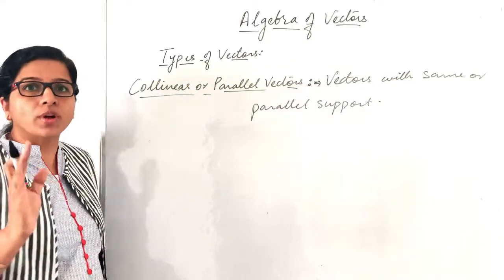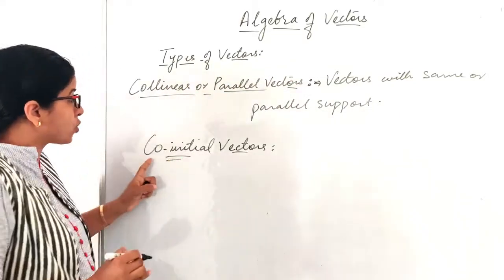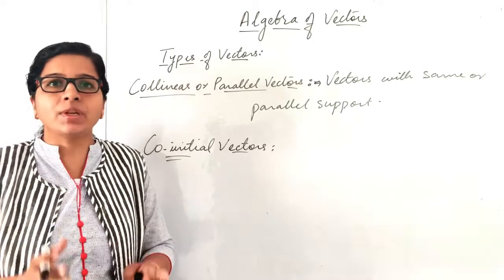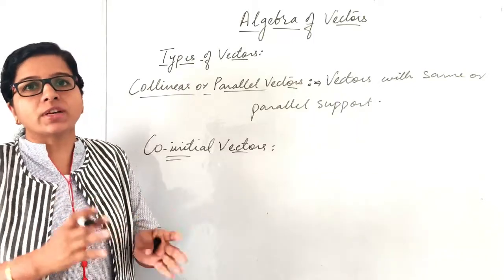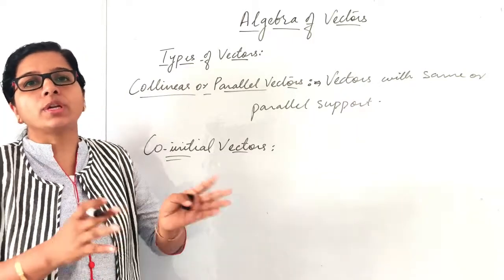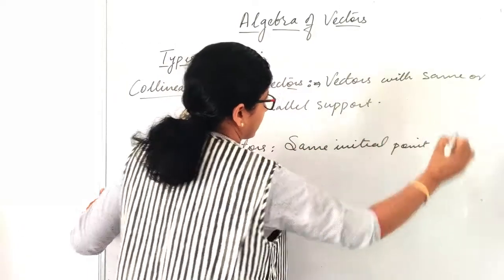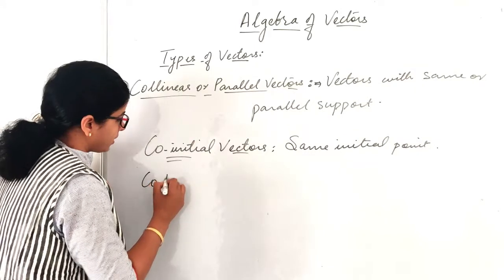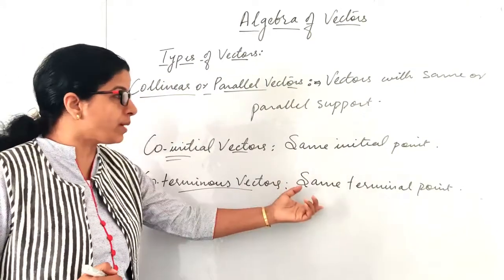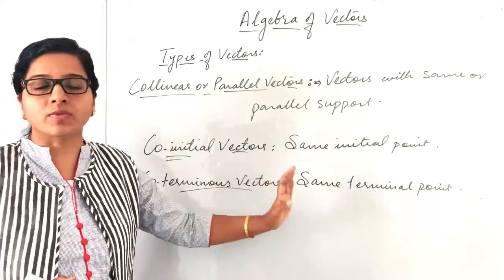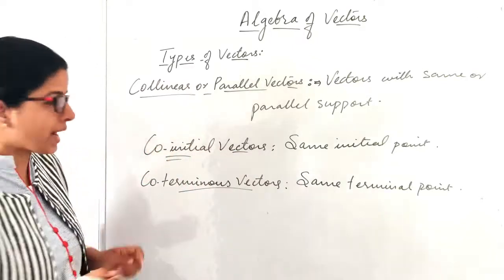So next is co-initial vectors. As the name suggests, co-initial means they have the same initial point. The vectors which have the same initial point are co-initial vectors. Coterminous vectors: if the vectors have the same terminal point, they are known as coterminous vectors. Okay, now negative of a vector.